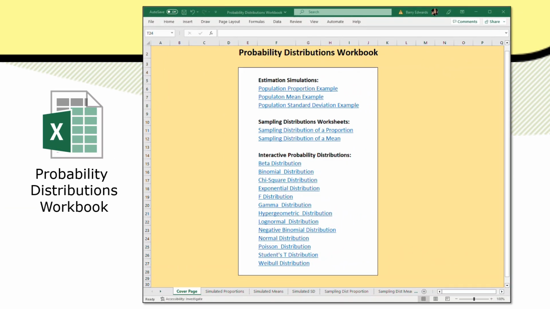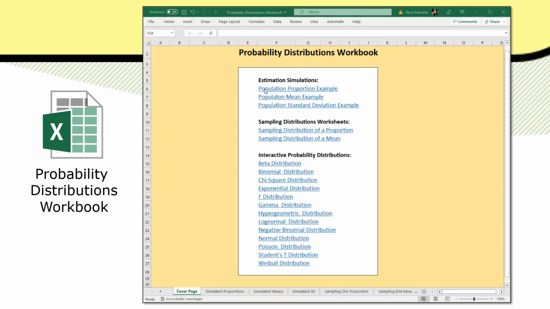Here we're looking at the cover page of the probability distributions workbook that we created for the Excel companion to political analysis. As you can see, there are quite a few worksheets contained in this workbook. We have several worksheets for estimation simulations, where we're using a computer to generate a lot of random numbers to look at the expected distribution of sample statistics.